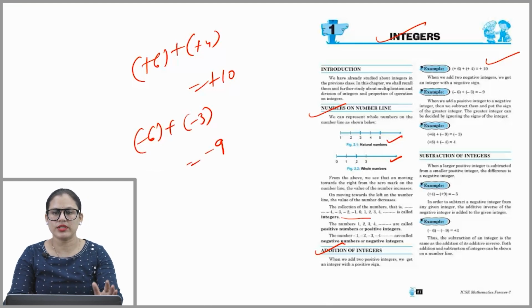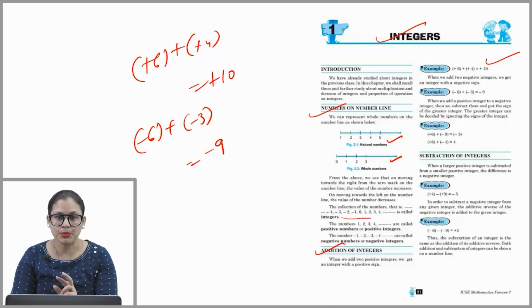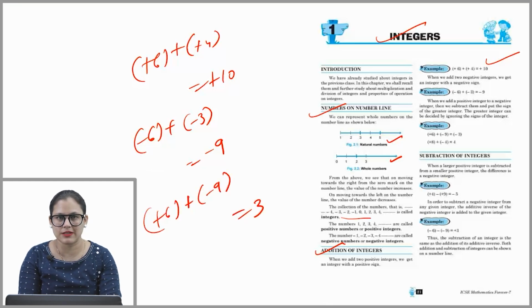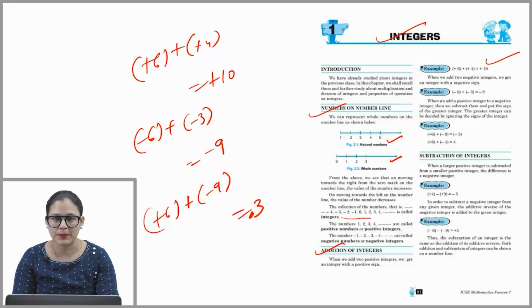So, when we add a positive integer to a negative integer, then we subtract them and put the sign of the greater integer. The greater integer can be decided by ignoring the signs of the integers. For example, +6 plus -9. The answer is 3 because 9 minus 6 is 3, and the sign we will put here is minus, okay?